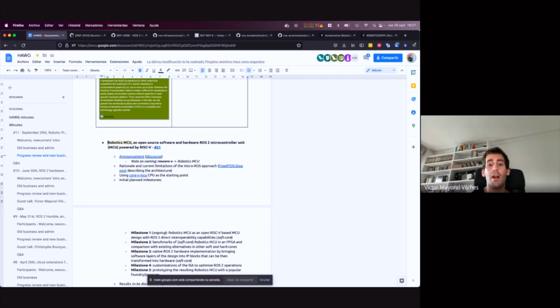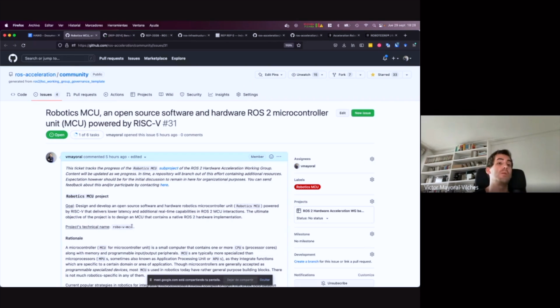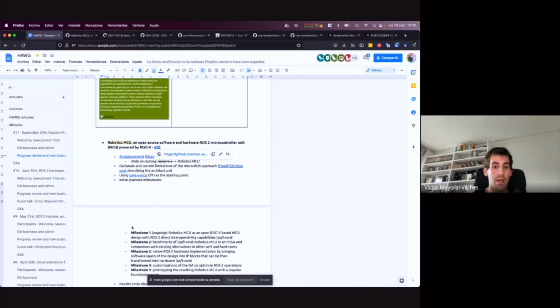So officially speaking, Acceleration Robotics, which is the organization I represent, together with Plan B, which is the organization Max represents, have reached a partnership to push forward a new project that we are initially going public with: Robotics MCU, or microcontroller unit. The technical name is going to change. It was originally roscore-v, but there's been some community feedback against it. So I believe we're going to go with Robo 5 MCU as the project's technical name.